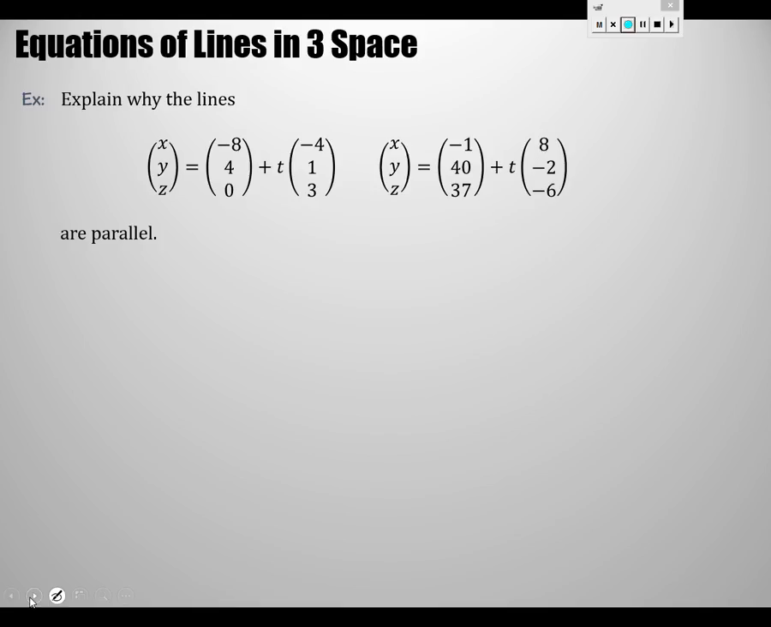Quickly, explain why these lines are parallel. Even though you've never seen them before and they look all tough. Yeah, they're terrible. The only thing we care about here is the direction vectors, right? We just had this discussion on the last slide, you know that these are parameterizations that point in the same direction, right?